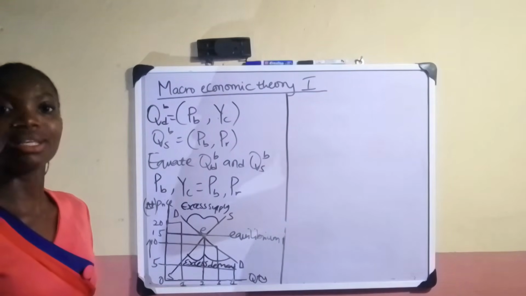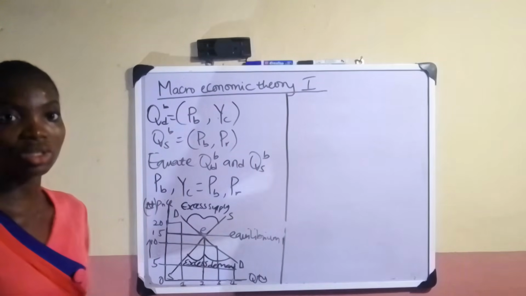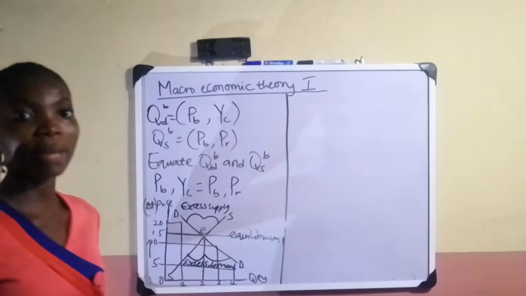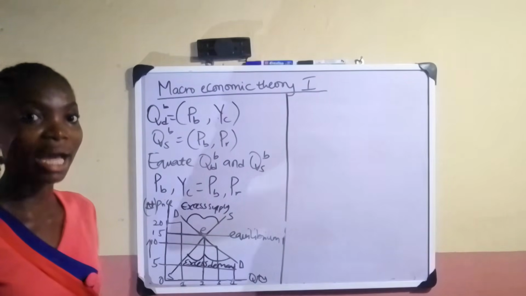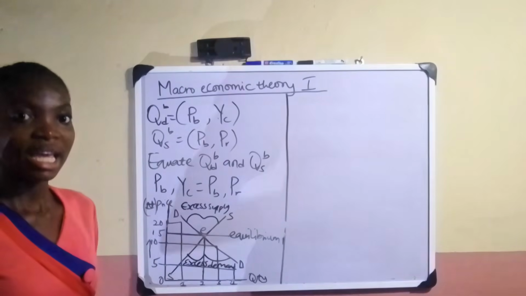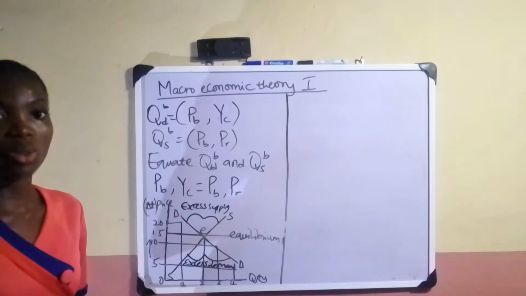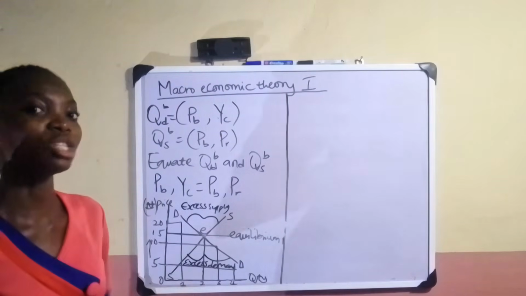Excess demand is a scenario where the quantity demanded is greater than the quantity supplied. Imagine a bread market where the supplier offers 20 bread in the market and the consumers are willing and able to buy 40 bread. In this scenario, the quantity demanded is greater than the quantity supplied, which results in what we call excess demand or shortage in supply.